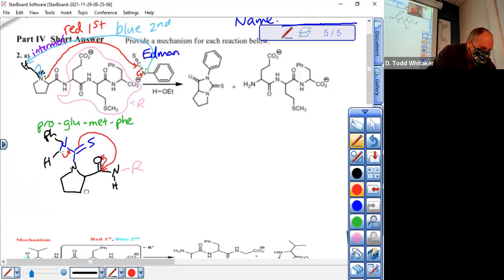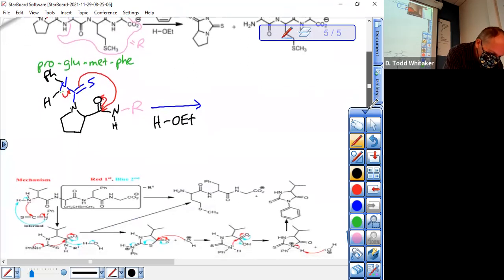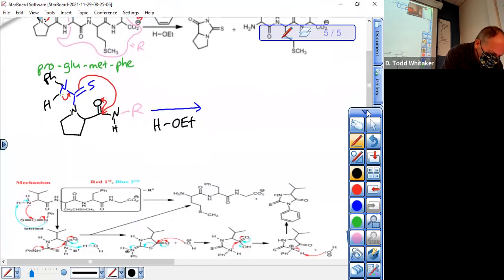We have water here. Do we have water in ours? No, we have HOEt. Don't let that mess you up. HOEt is a good proton source, as good as water. So the blue arrows are as follows.